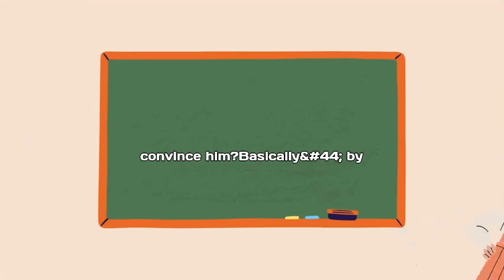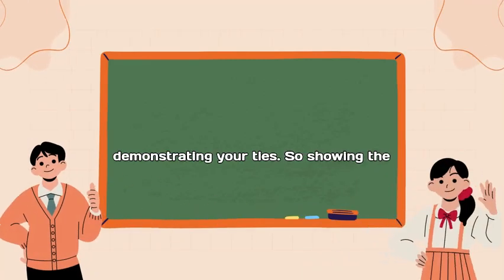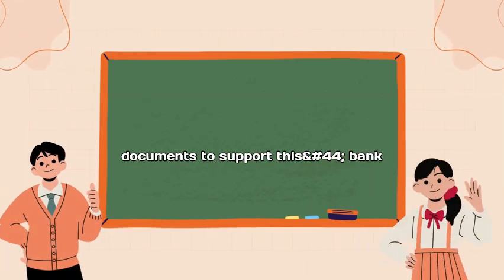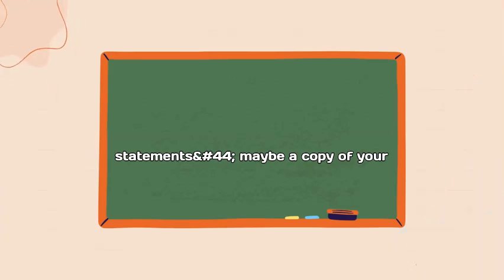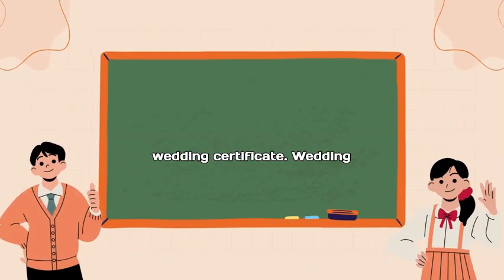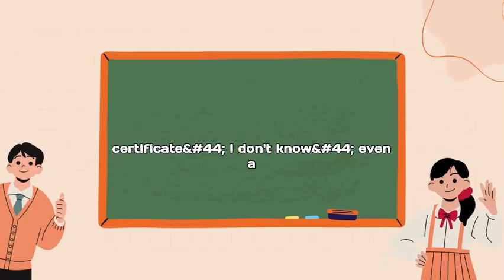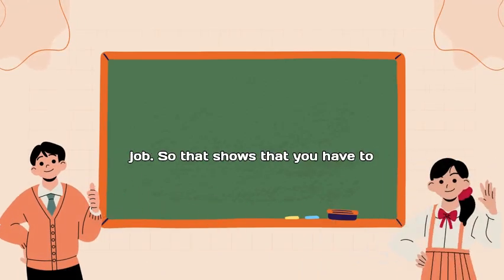So how can you convince him? Basically by demonstrating your ties. So showing the things that will pull you back to your home country. So if you take documents to support this, bank statements, maybe a copy of your mortgage. Yep, like maybe your wedding certificate. I don't know, even a letter from your office, from your job. So that shows that you have to return to your work.